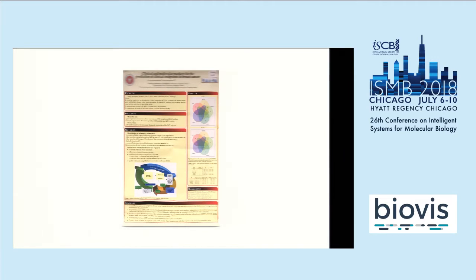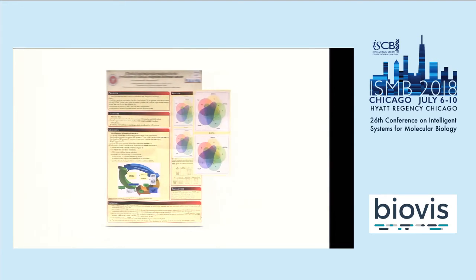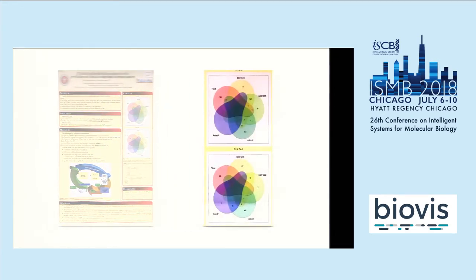So I blurred out the title. I don't want to personally reveal anyone's work here, but what struck me is a very colorful poster, and of course it drew my attention, not because it's colorful, but because I saw this 5-set Venn diagram in duplicate execution here.